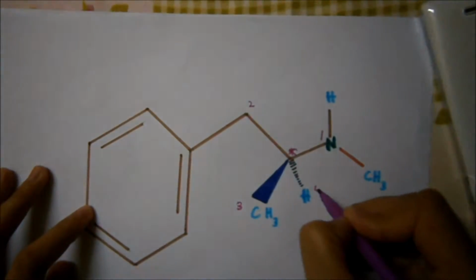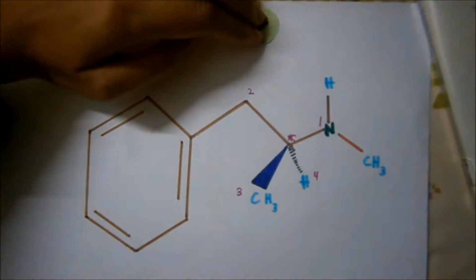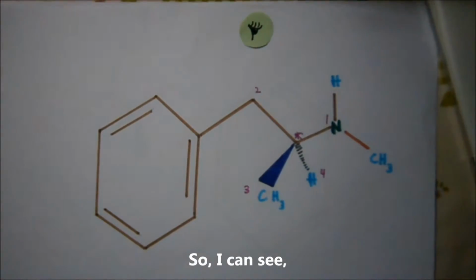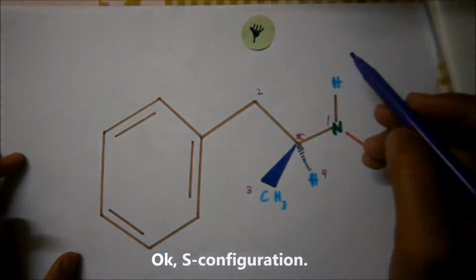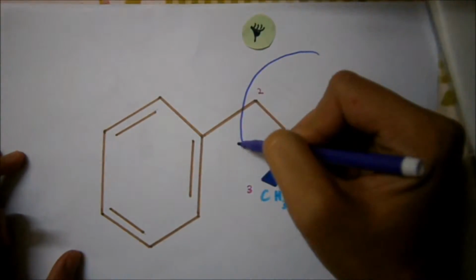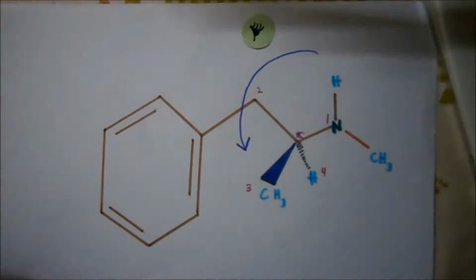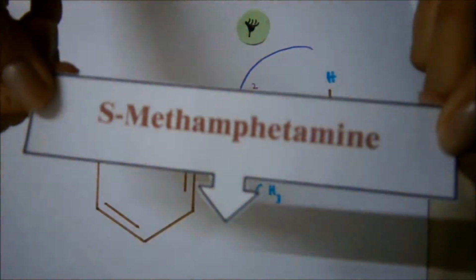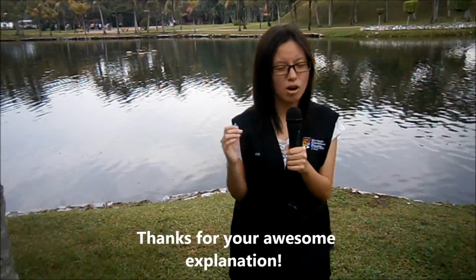Perfect. Okay. Now, we put our eyes here, further away from the H. So I can see the S configuration. Am I right? S configuration. You're right. So it rotates anti-clockwise. Yes, so it is assigned as S. Yes, methamphetamine. Wow, Prof, thanks for such an awesome explanation.